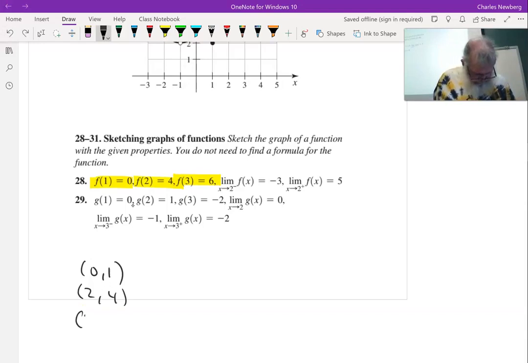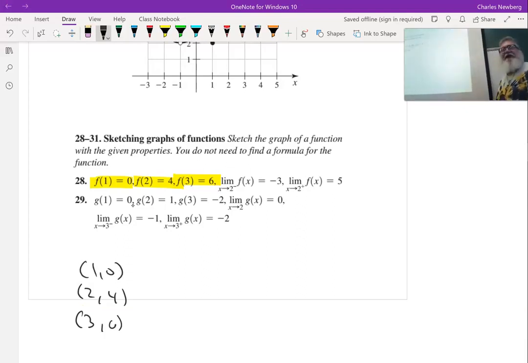Should it be 1, 0? Yes, it should be 1, 0. Thank you, Marissa. And I often make mistakes, so I prefer you catch them early. So, all right, so we got 3 points.